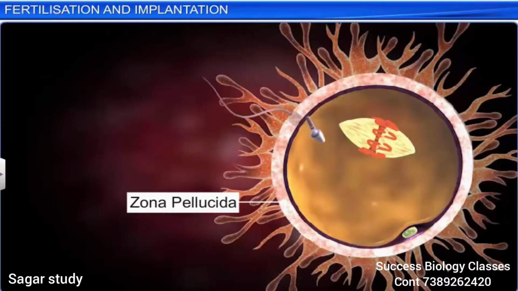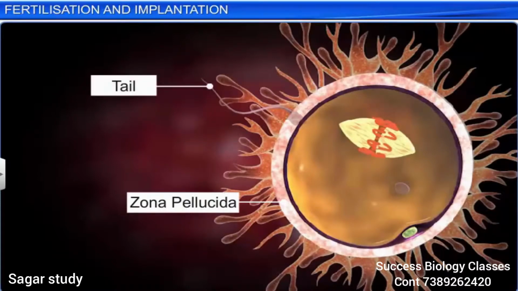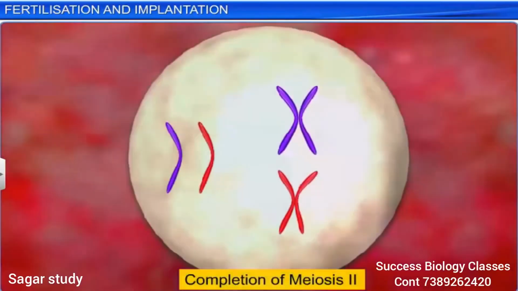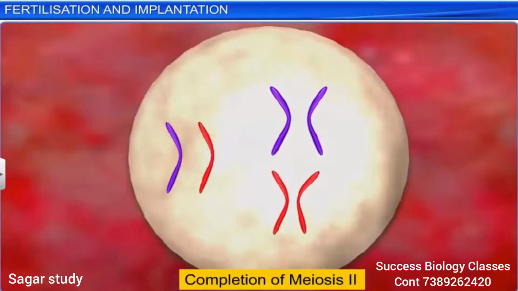After gaining entry through the zona pellucida, the acrosome present over the sperm's nucleus starts secreting enzymes that aid the sperm head to get through the ovum's cytoplasm while the sperm sheds its tail. The fertilized egg now resumes the remaining phases of the second meiotic division.